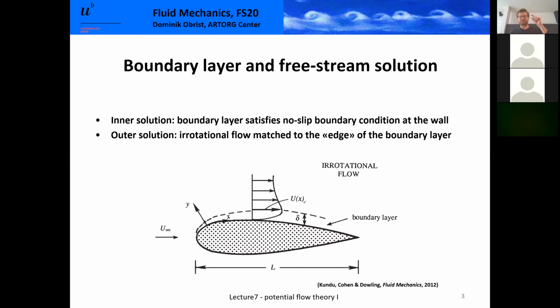Now, I just said the boundary layer is this thin layer, maybe a few millimeters or centimeters on a typical wing surface, where viscosity plays a major role. And I'm not sure if I've mentioned this explicitly. If not, I'll do it now.